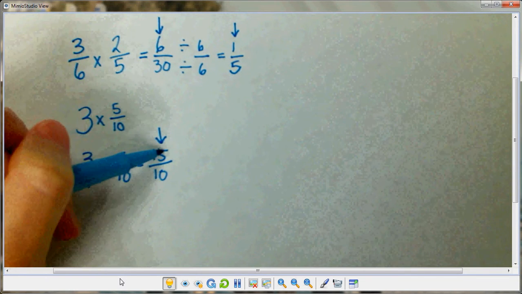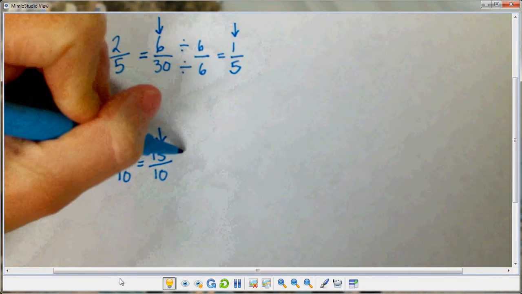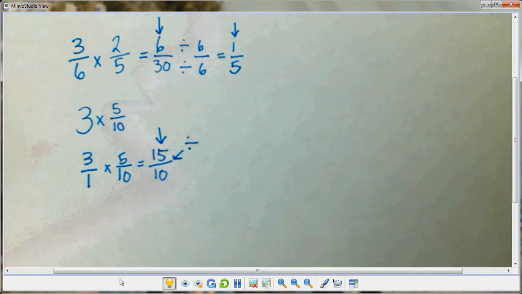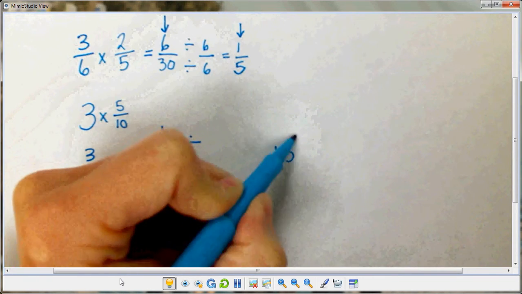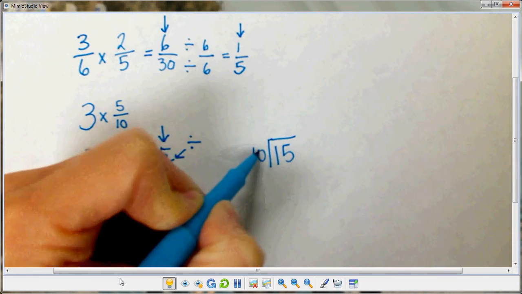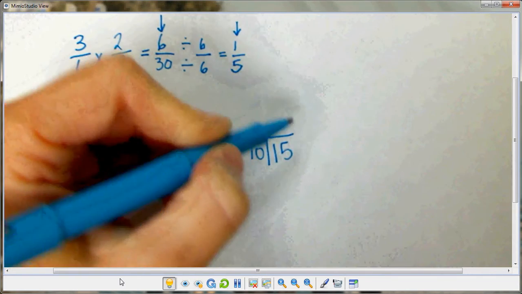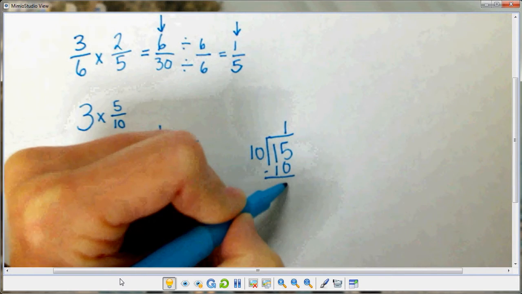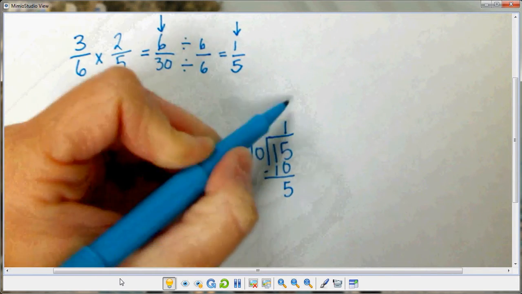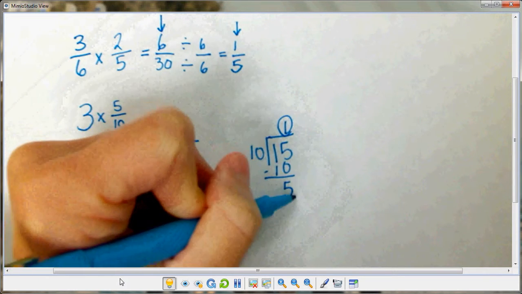You do that by actually doing the division. This fraction line means to divide. So you would do 15 divided by 10 as a long division problem. 10 fits into 15 one time. 1 times 10 is 10. 15 minus 10 is 5. This is your remainder.